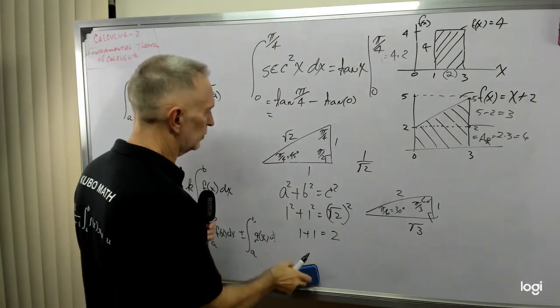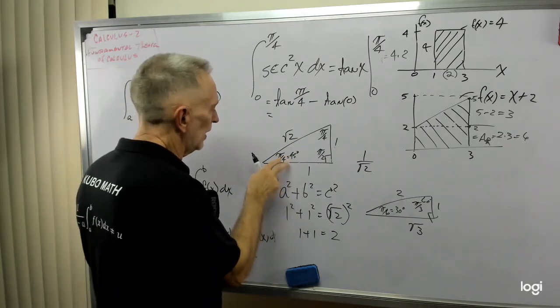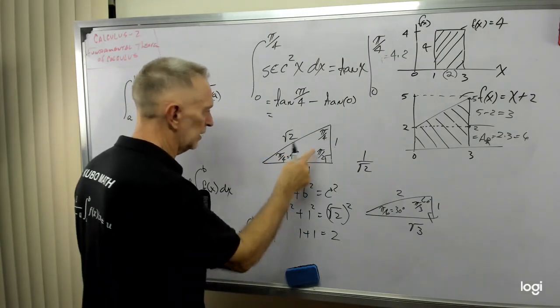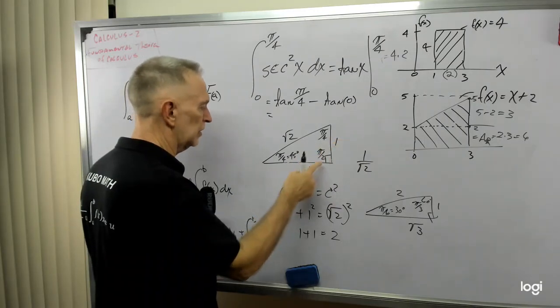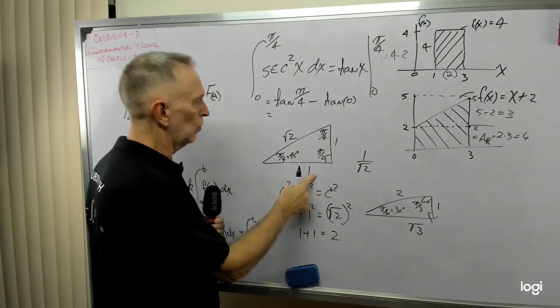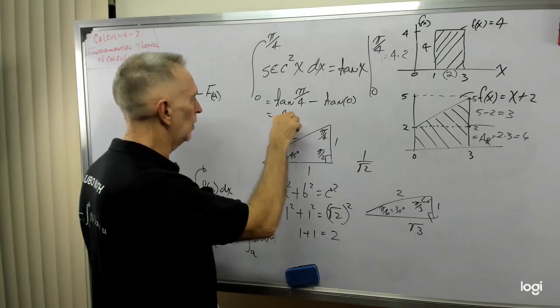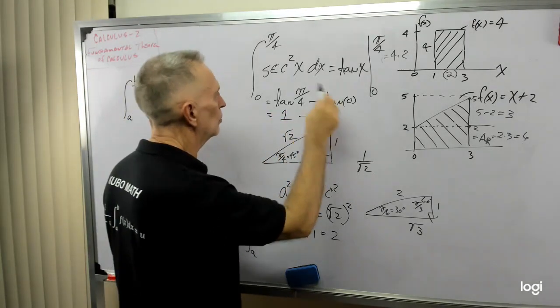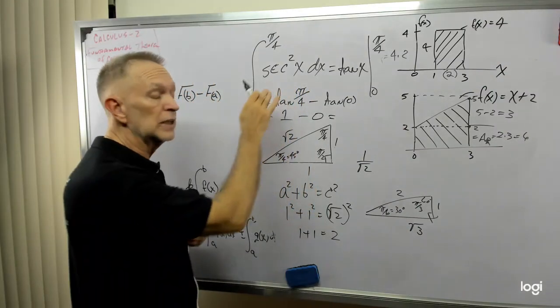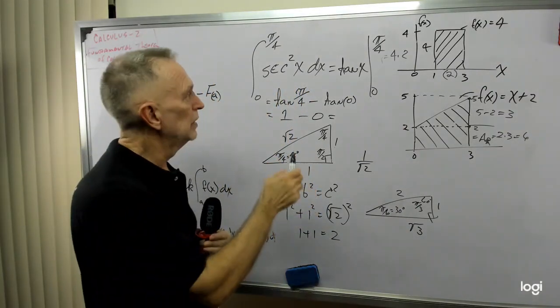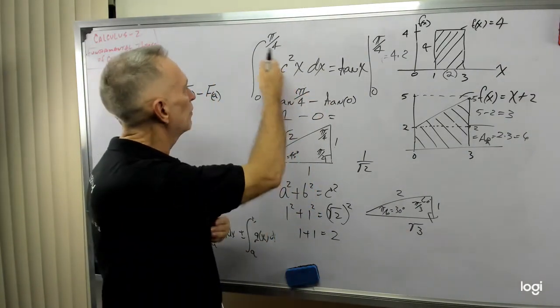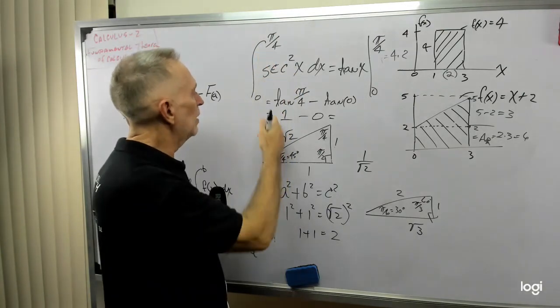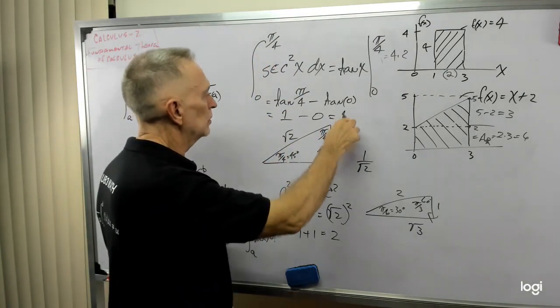Well, I now have tangent of pi over 4 minus tangent of 0. Well, what is the tangent of pi over 4? It's the opposite over adjacent. It's 1 divided by 1. Well, that's 1. Tangent of 0 is 0. So the resulting integral of secant squared x dx is tangent x, and from those limits 0 to pi over 4, the answer is 1.